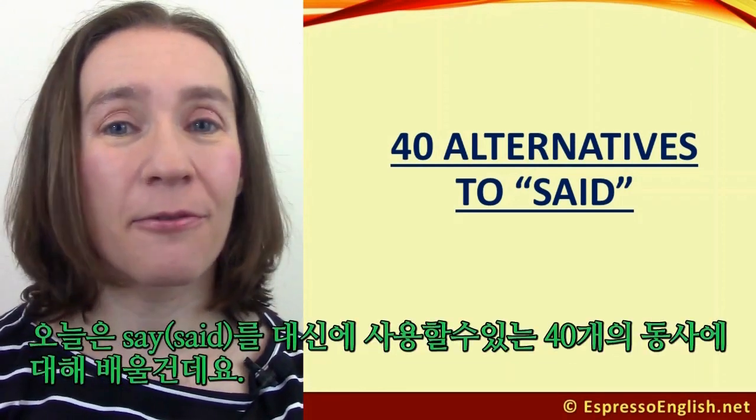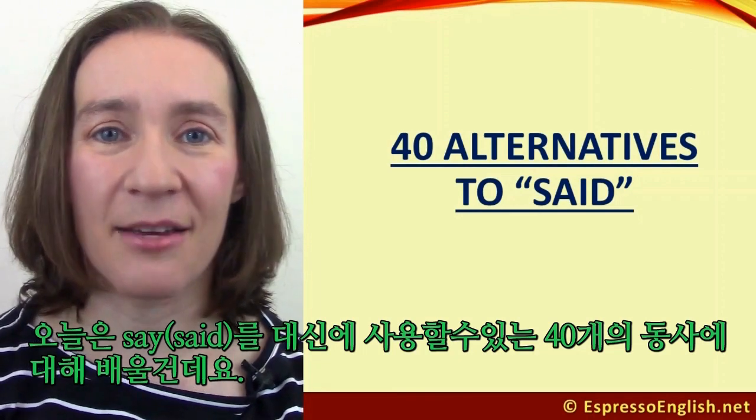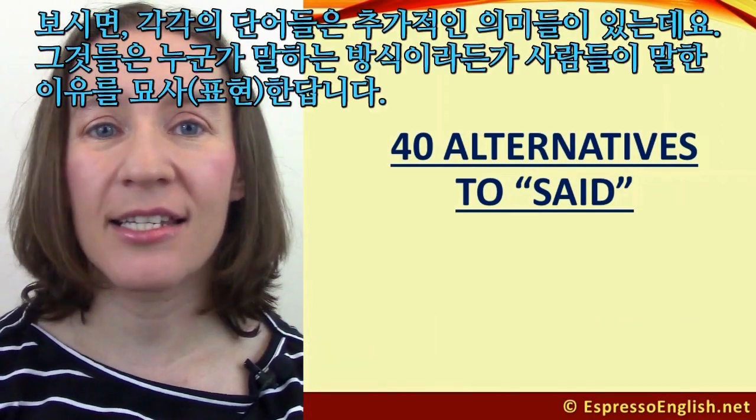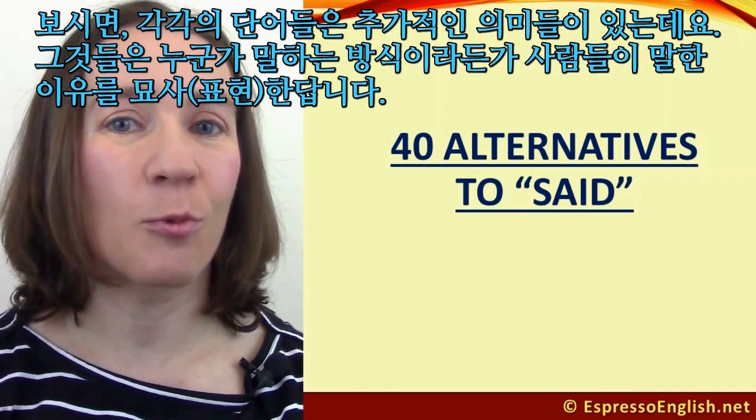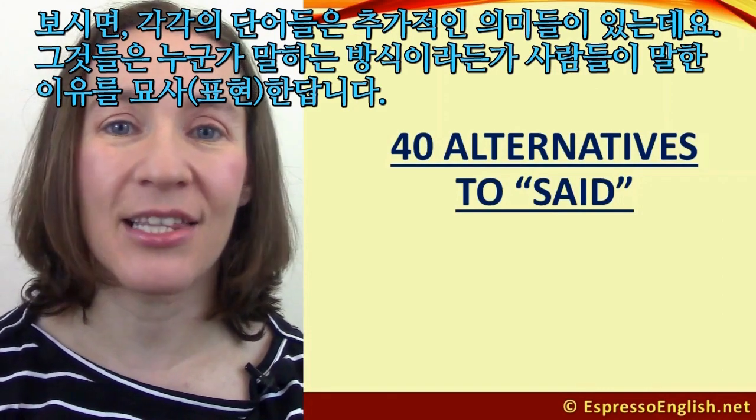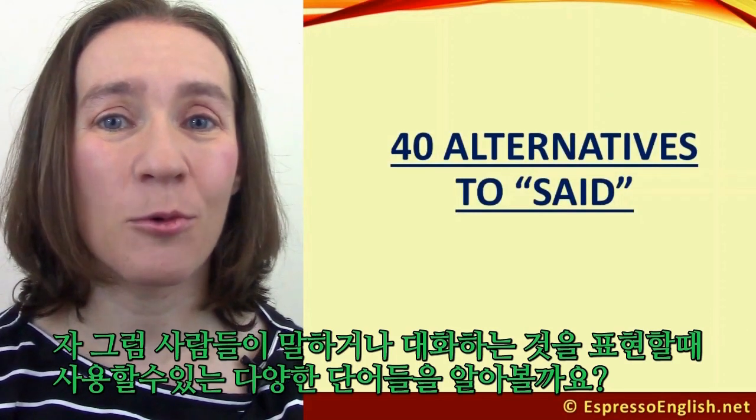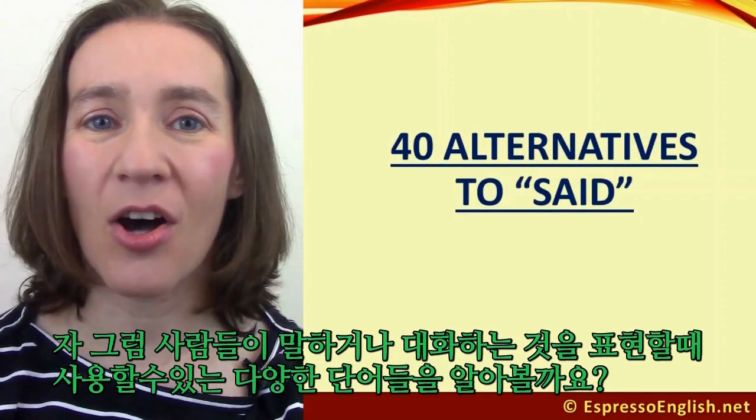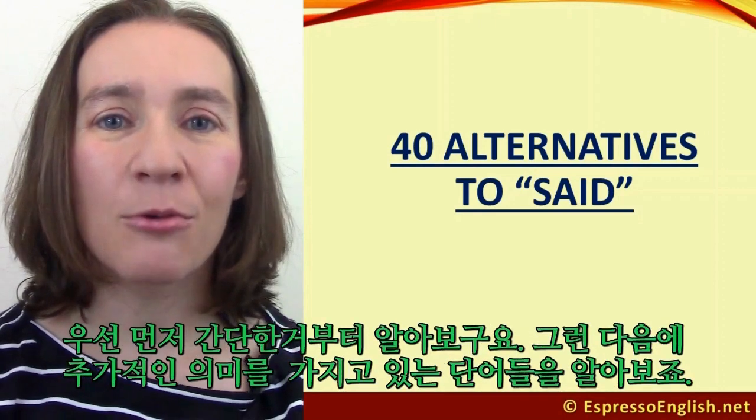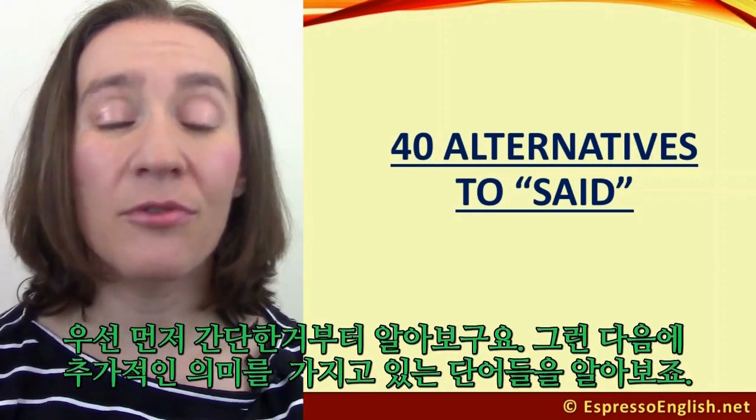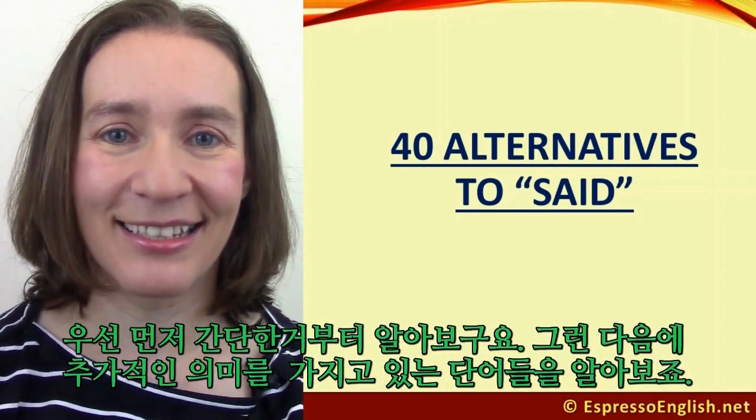Today we're going to learn 40 alternatives to said, and as you will see, each one adds some extra meaning, describing the way the person said something or the reason they spoke. Okay, now let's look at some different words we can use to describe people talking or saying something. We'll start with some simple ones and then move on to verbs that have additional meaning.